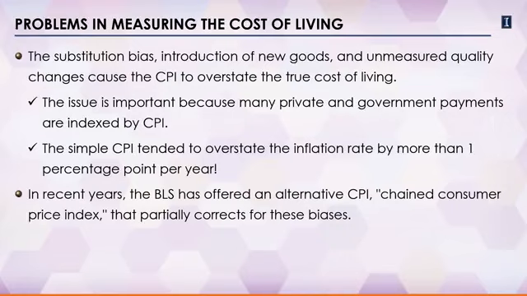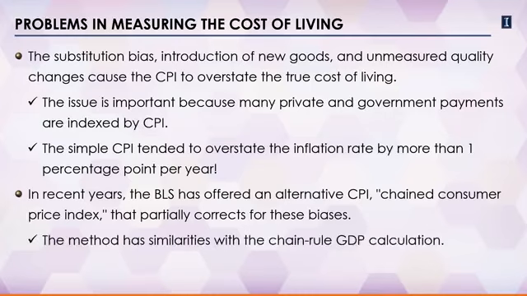The Bureau of Labor Statistics over the past decade or so has tried to improve its calculation of CPI and take into account many of these factors. For example, it uses a chain type measure to figure out consumer price index to reduce the biases. Still, this chain method works very much like the chain rule GDP calculation, but some of the errors, of course, remain, and one has to treat the CPI measure with some care.